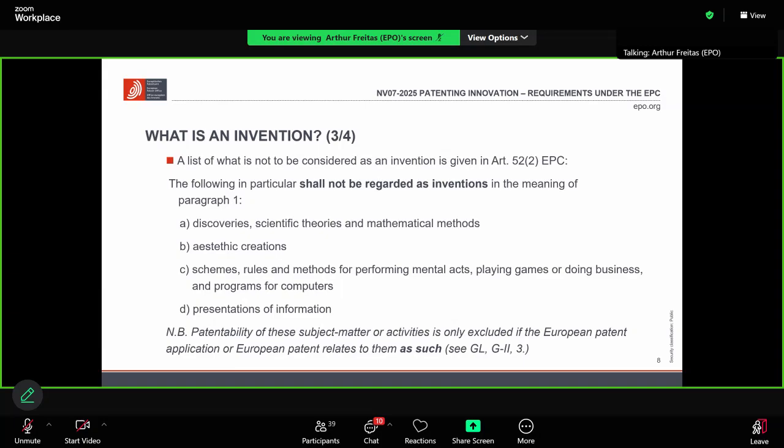Okay, if Article 52.1 does not show what an invention is, Article 52.2 says what an invention is not. As a matter of fact, sometimes we say that the EPC defines inventions in negative terms by essentially saying what shall not be regarded as an invention. So Article 52.2 says that discoveries, scientific theories, and mathematical methods shall not be regarded as an invention. Why so? Well, those are laws of nature and mental tools.